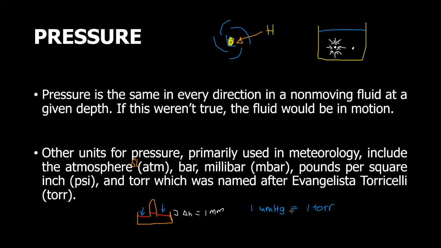So 1 millimeter of mercury is equal to 1 torr. Okay.